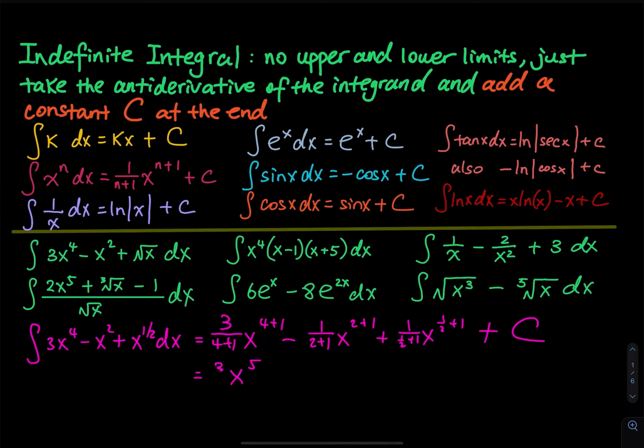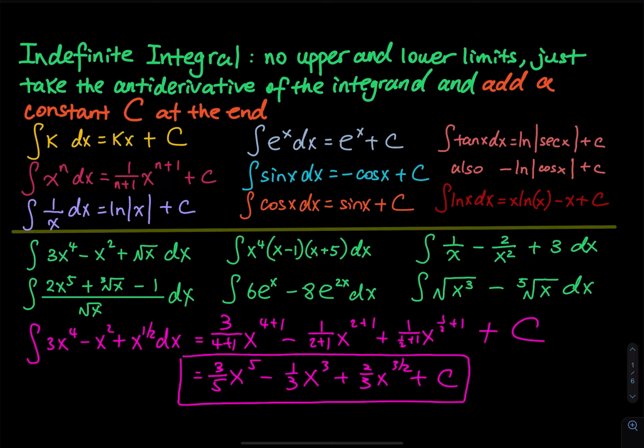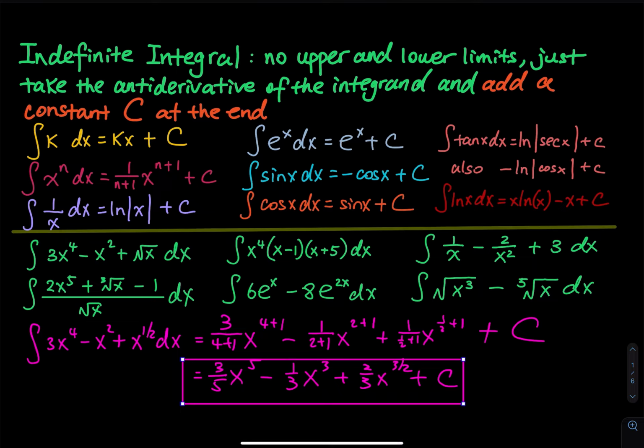And then this is 3 over 5, and then minus x to the 3 1/3, and then plus x to the 3/2. This is a 2 over 3, and then you have a plus c. This is the final answer. How do I know this answer is correct?